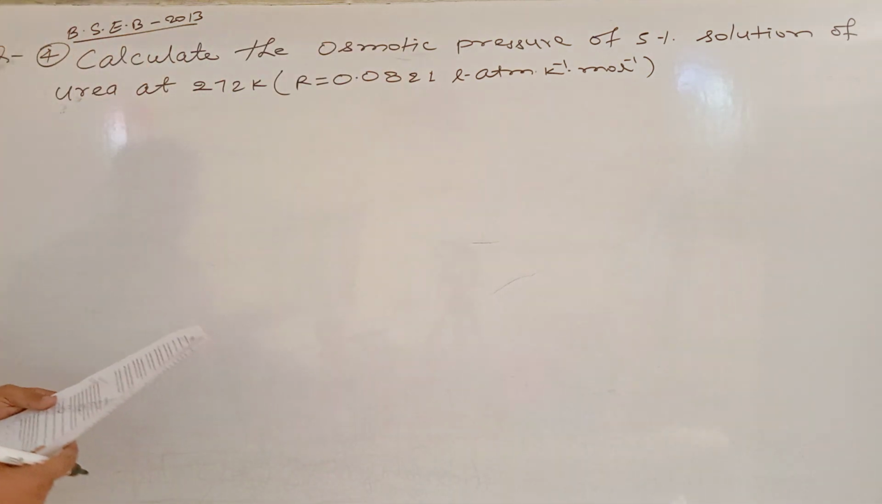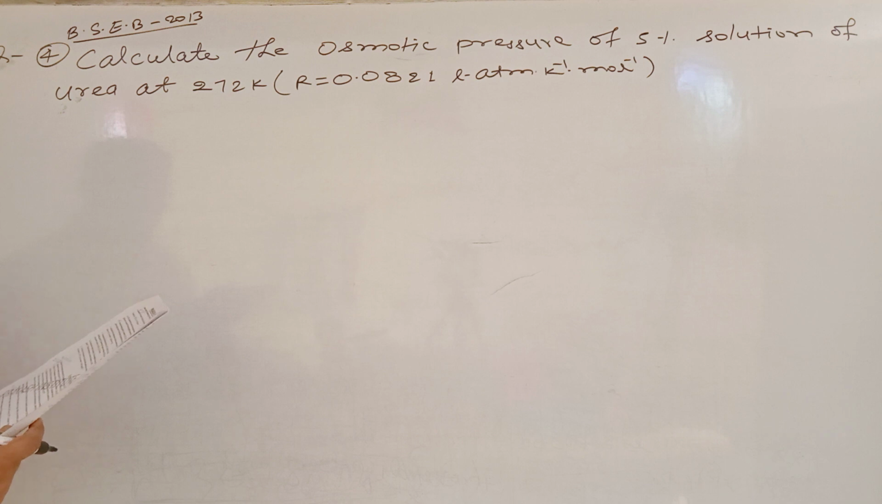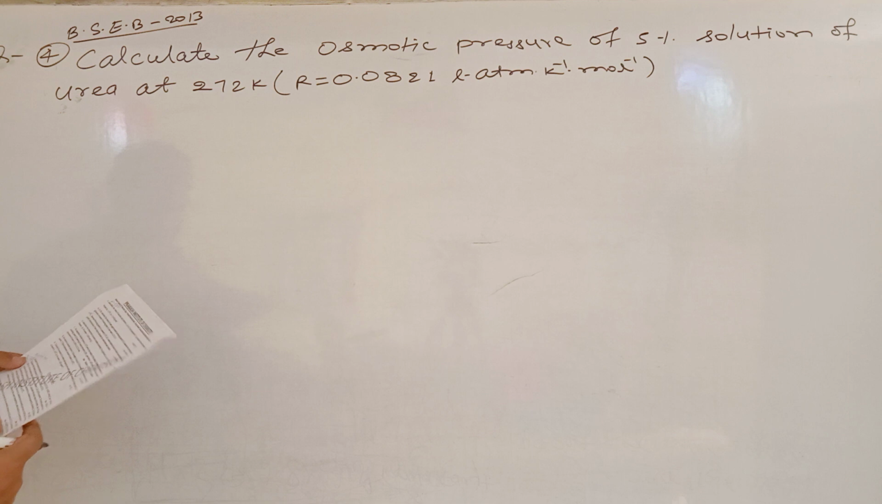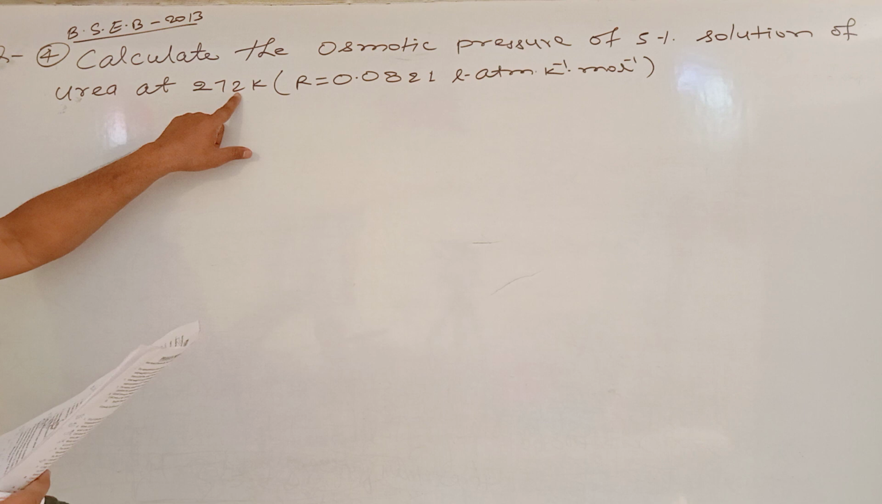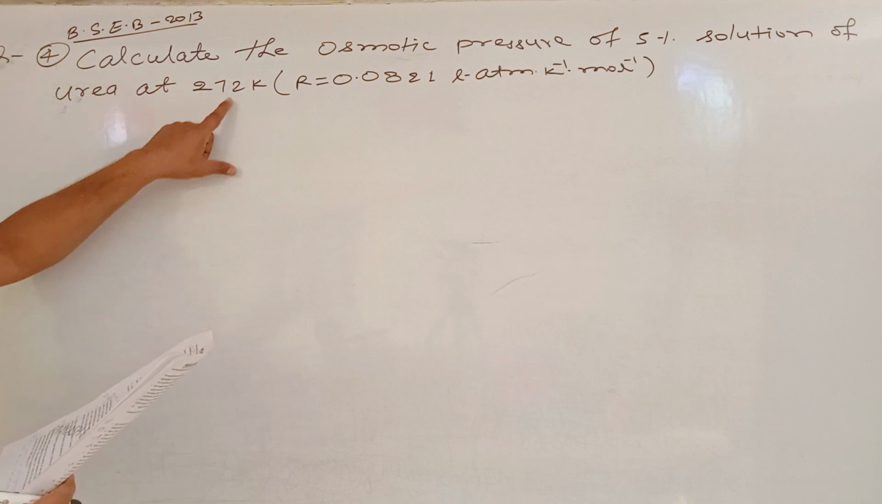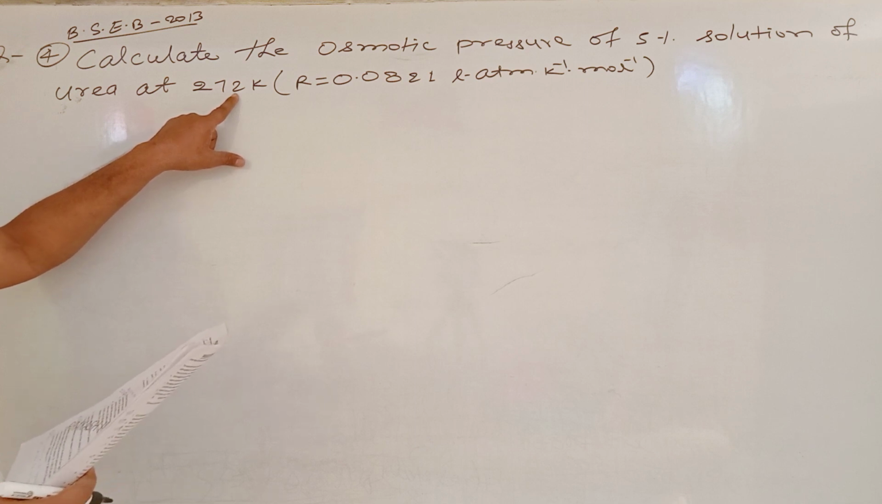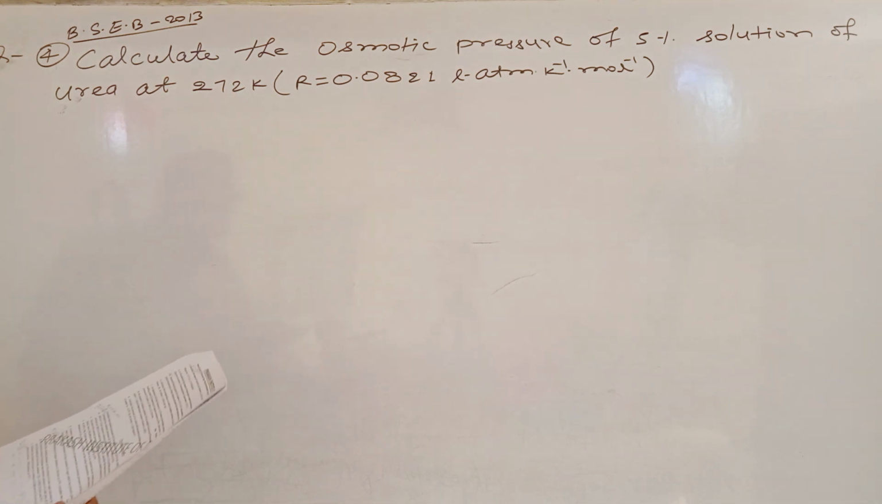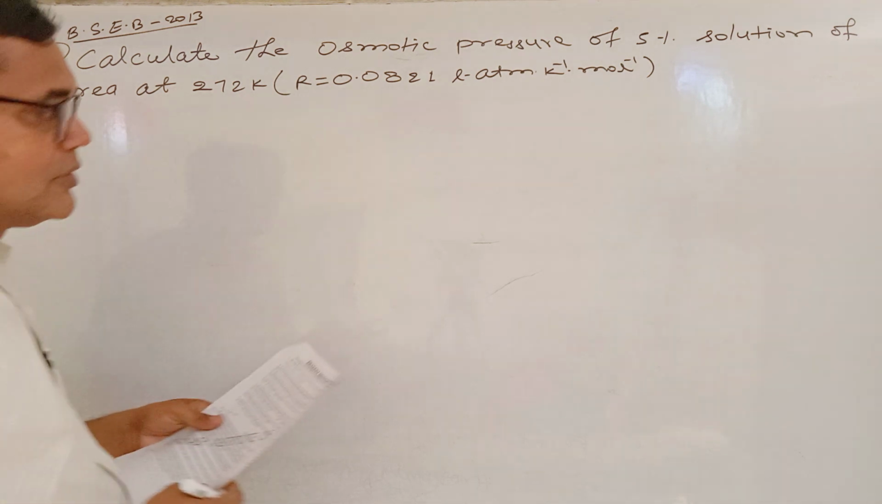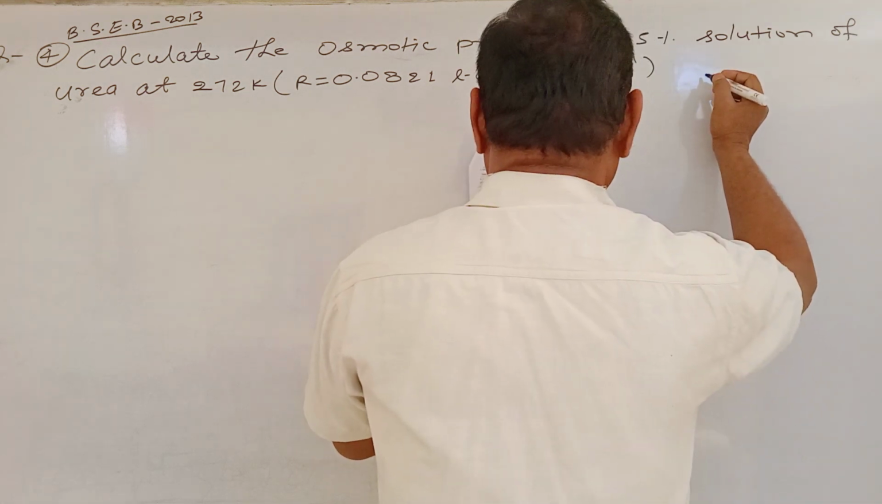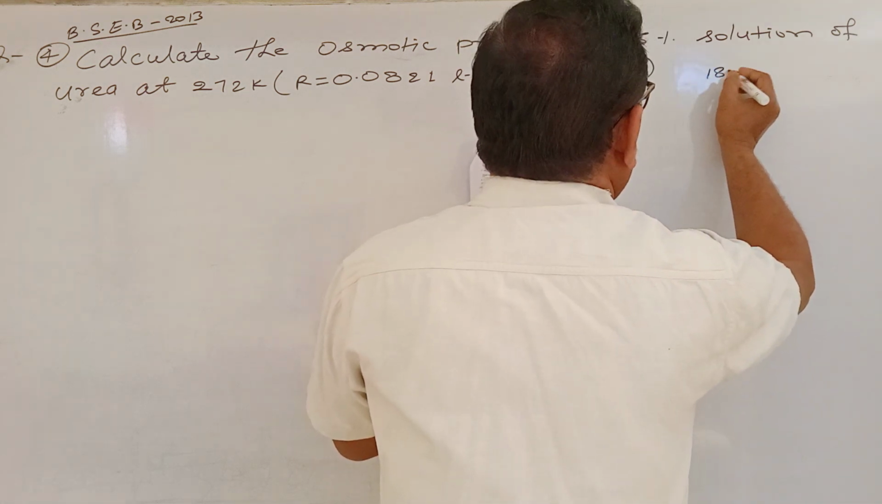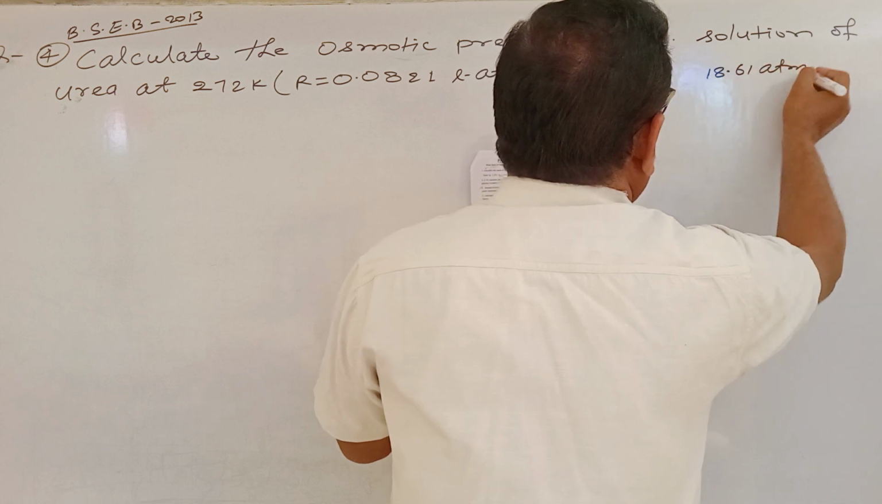This question is the same as question number 3, but the difference is only here. In question 3 here we write 3 and in question 4 here we write 2. Both are the same, therefore we give it as homework and write the answer: 18.61 atm. It is homework.